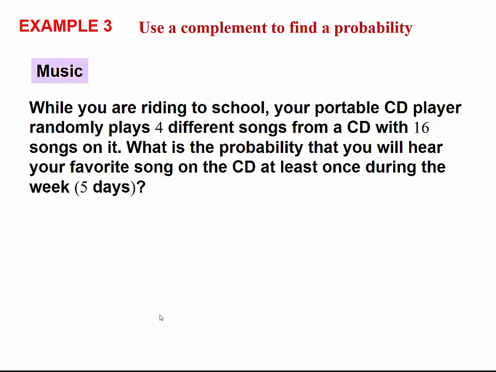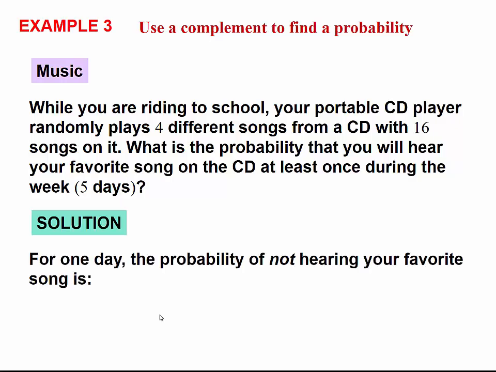Use a complement to find a probability. While you're riding to school, your portable CD player randomly plays 4 different songs from a CD with 16 songs on it. What is the probability that you will hear your favorite song on the CD at least once? So when it says at least once, that means that we could actually hear it more than once during the week, which is 5 days long.